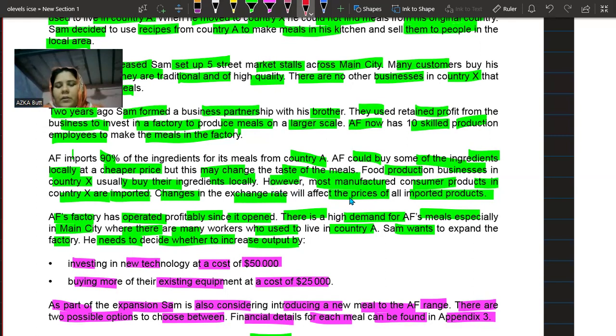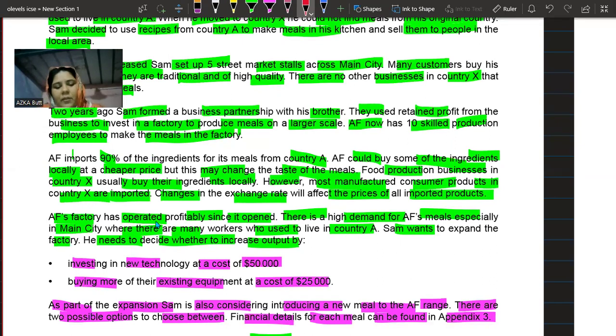However, most manufactured consumer products in country X are imported, and changes in the exchange rate will affect the prices of all imported products. And we have seen that country X's foreign exchange has appreciated. So it means that the 90% ingredients which we are importing from country A are now less costly for us.